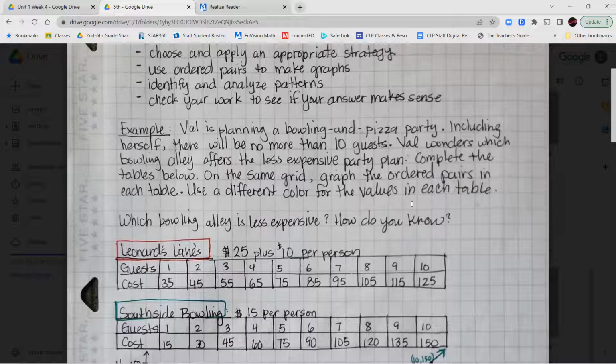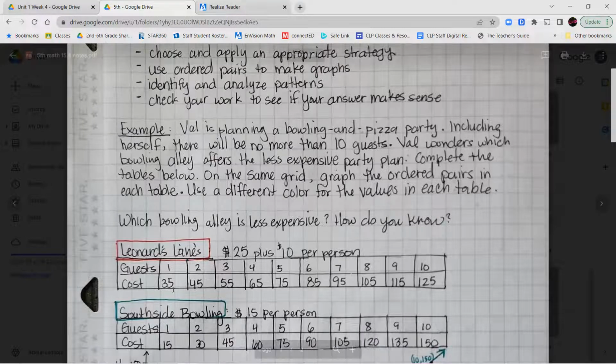For Southside Bowling, they charge just $15 per person. So your first guess is 15, your second guess is 30. For 3 guests, you pay 45. 4 guests, you pay 60. 5 guests, you pay 75. 6 guests, you pay 90, and so on.